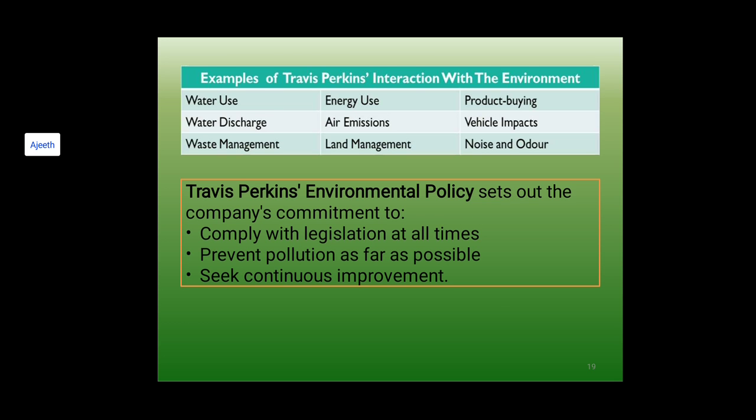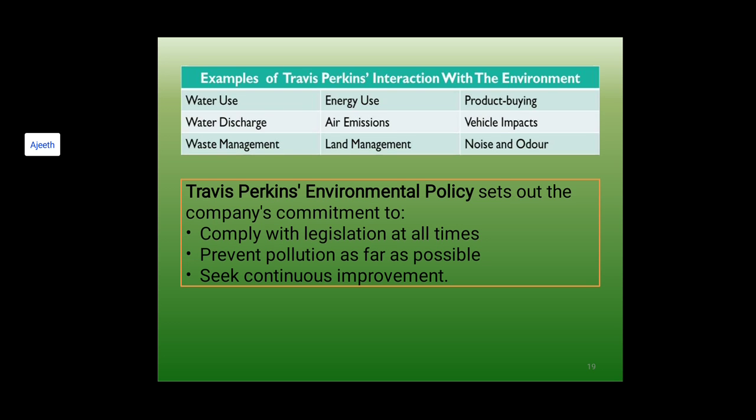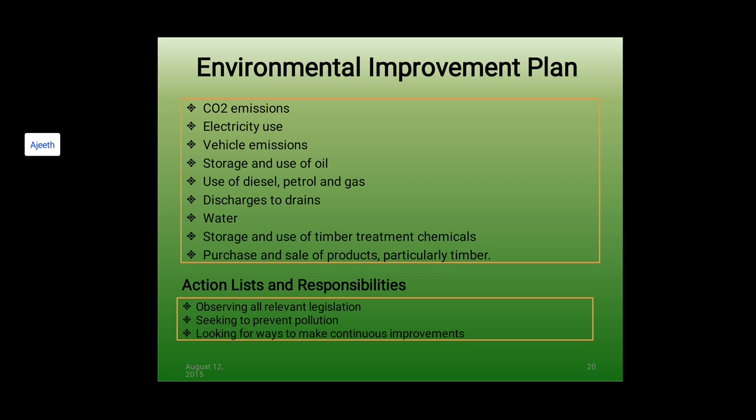So finally, Travis Perkins environmental policy sets out the company's commitment to comply with the legislation or the law all the time, prevent pollution as far as possible, and seek continuous improvement. Right. So mainly they concentrated upon the water use, energy use, product buying, water discharge, waste management, air emission, land management, noise, odour, and vehicle impacts.